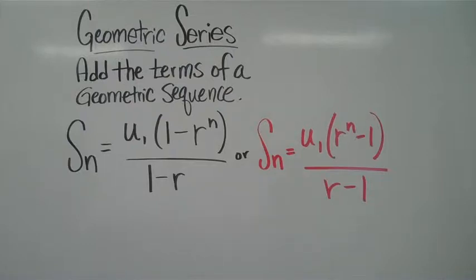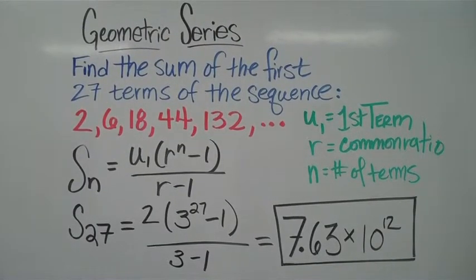on the right. S subscript n is equal to u1, our first term, times, instead of 1 minus r to the n, now we have r to the n minus 1 divided by r minus 1. It's customary to use the formula that gives us a positive denominator. So if our common ratio is greater than 1, we'd want to use the one on the right, because that will give us a positive denominator. If our common ratio is between 0 and 1, we use the one on the left to also give us a positive denominator.